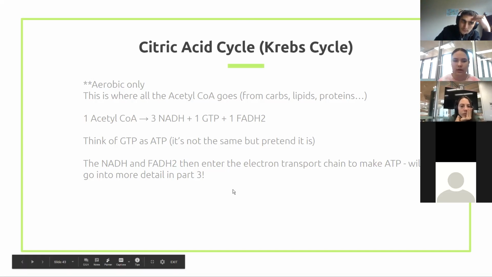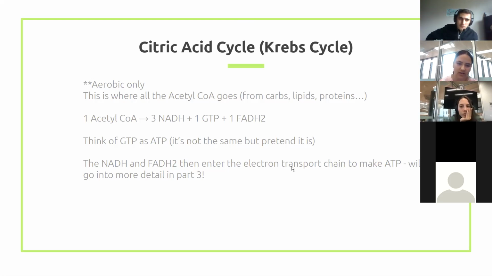So the equation is 1 acetyl-CoA gives 3 NADH, 1 GTP, and 1 FADH2. So firstly, think of the GTP as an ATP. It's not actually the same, but essentially it is an energy form that we can use straight away. I think it may have a little bit less energy, but you can just pretend it's got the same amount because that's always how I thought of it. And then the NADH and the FADH2 will then enter the electron transport chain, which I'll speak about later, to make ATP. So all that includes this NADH and FADH2, but also the NADH and FADH2 that we made in glycolysis and what happens with the pyruvate.